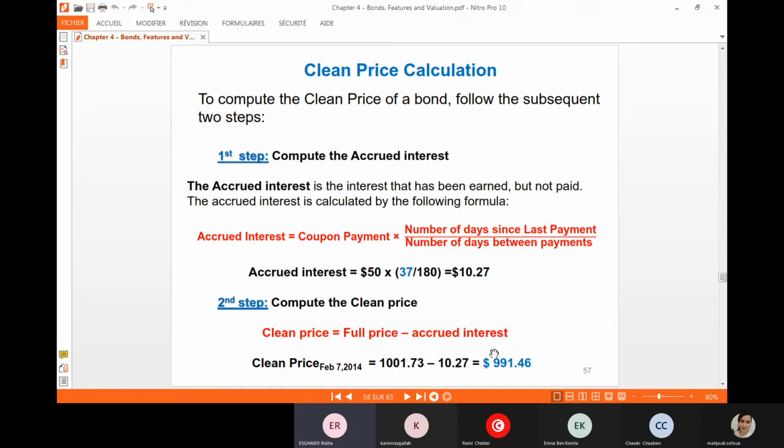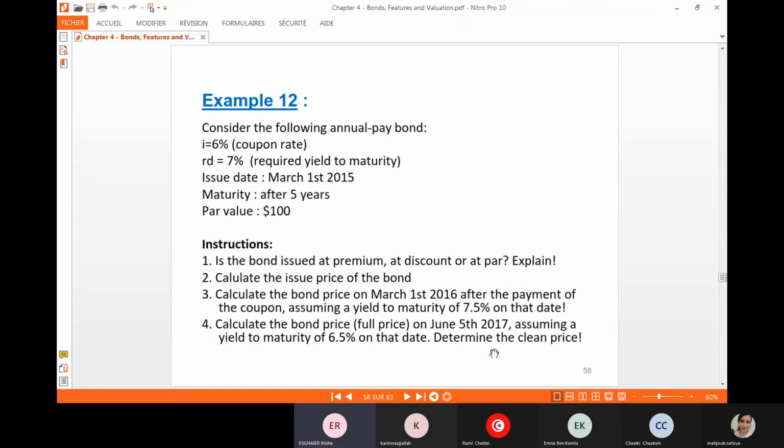Another example, example 12, we have an annual pay bond, coupon rate 6%, the required yield to maturity is 7%, the issue date of the price is March 1st, 2015, and the maturity is after 5 years. So it would be March 1st, 2020. The par value is $100. First question, is the bond issued at premium, at a discount, or at par?